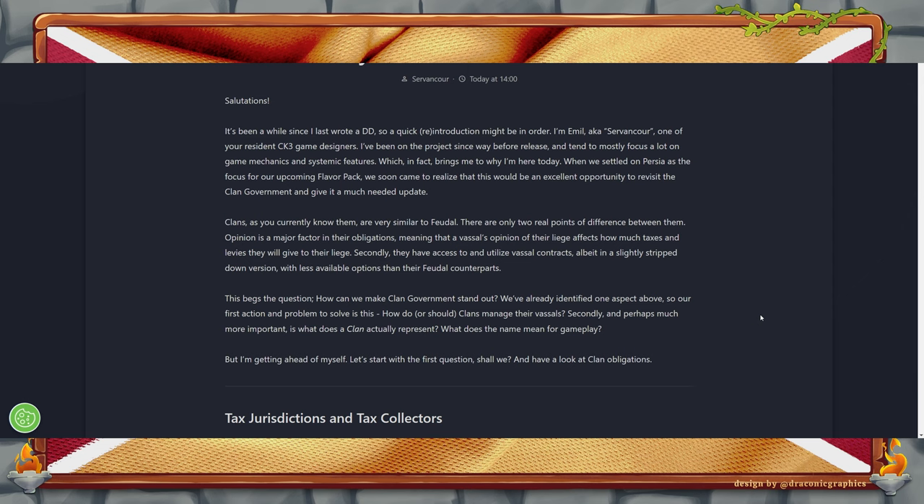When we settled on Persia as the focus of our upcoming flavor pack, we soon came to realize that this would be an excellent opportunity to revisit the clan government and give it a much-needed update, which I appreciate. It's something in Crusader Kings 3 that is a little bit sad compared to Crusader Kings 2. The variety of how you play based on your government type, like clan, feudal, tribe, etc. It's very samey. So let's see.